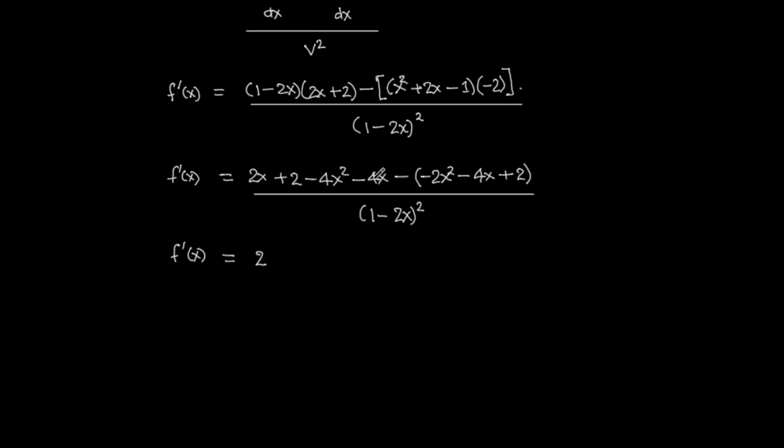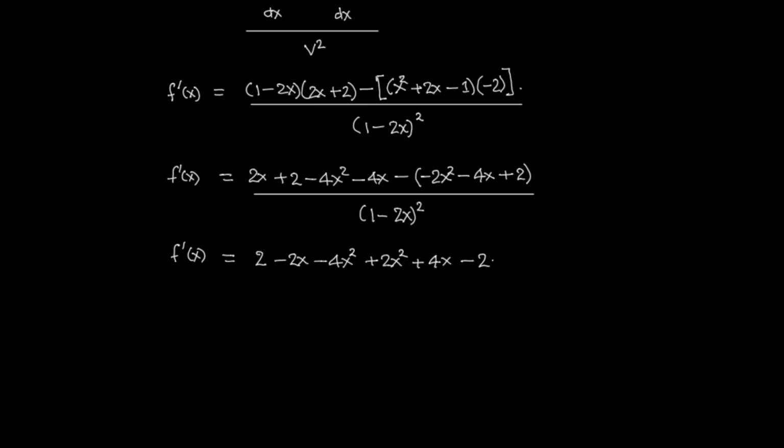2x and negative 4x makes negative 2x. Then the highest power here is minus 4x squared. Now we can open up this bracket by multiplying it by negative 1 here. So negative times negative, we get positive 2x squared. Then negative times negative 4x, we get positive 4x. Then negative times positive 2, we get negative 2.